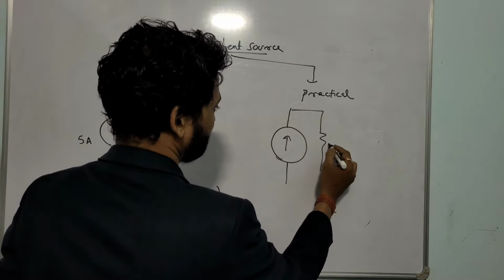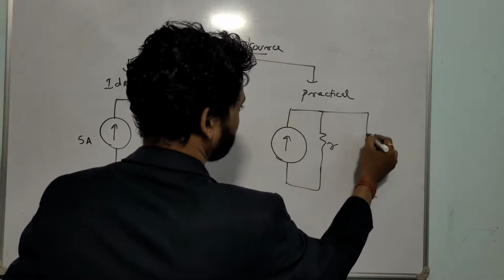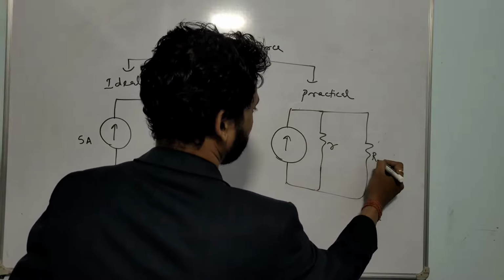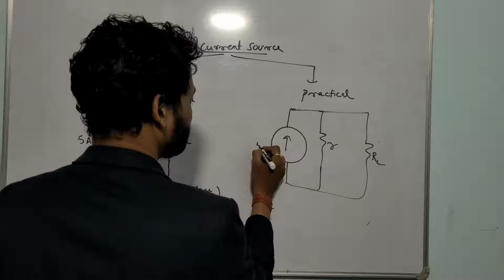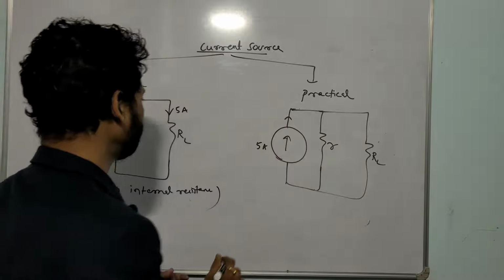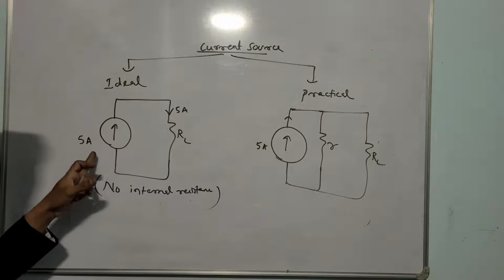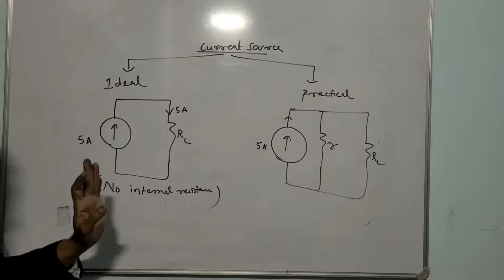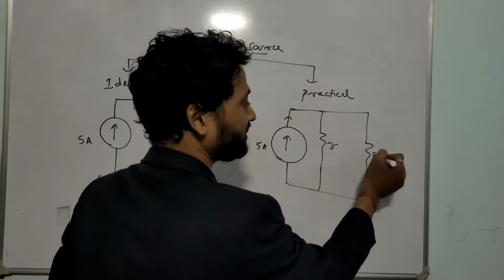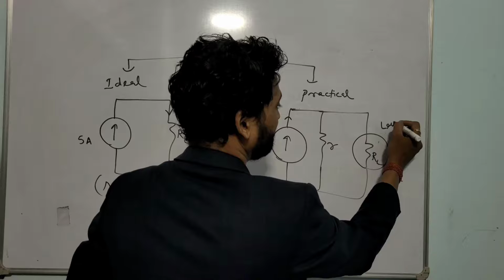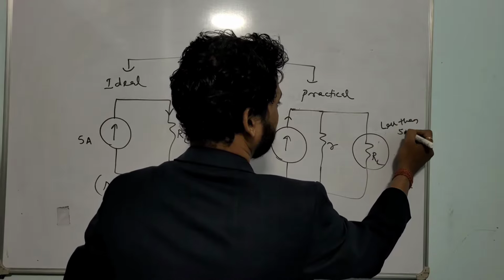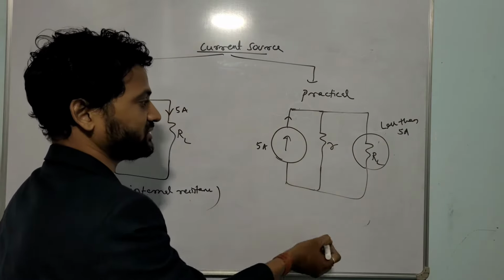Okay, but in a practical current source there is an internal resistance. Let this current be 5 ampere. So what is the difference here? The 5 ampere current is delivered to the load, but here less than 5 ampere current will be delivered to the load. Less than 5 ampere. Why? Because there is an internal resistance.